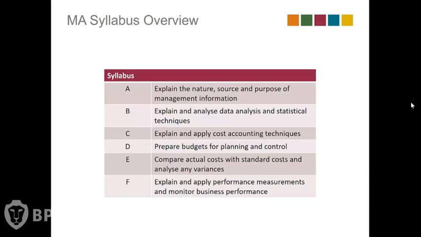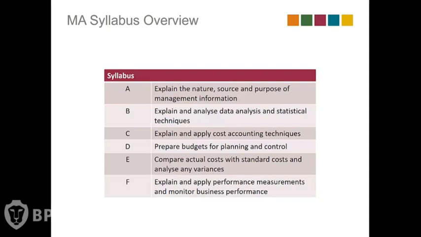The final area of the syllabus, Syllabus Area F, looks at explaining and applying performance measurement techniques. It enables us to monitor business performance. In this part of the syllabus, we'll look at techniques such as ratio analysis to look at the performance of a business overall.